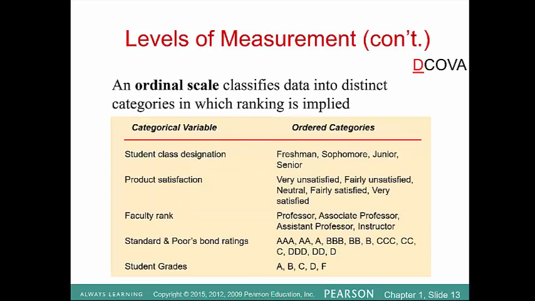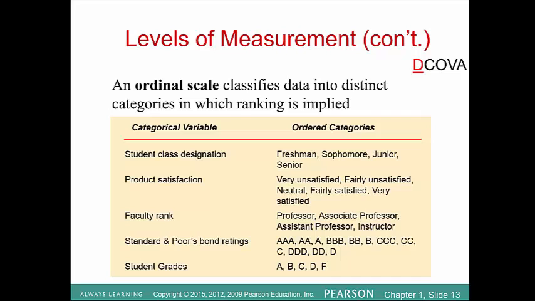Ordinal variables can be either numeric or categorical, but the key difference is that order matters now. Right? For example, student class designation. You can be a freshman, a sophomore, a junior, or a senior. Product satisfaction. You can be very unsatisfied, fairly unsatisfied, neutral, fairly satisfied, or very satisfied. Faculty rank. Your professor could be a full professor, an associate professor, an assistant professor, or an instructor. Standard & Poor's bond ratings.